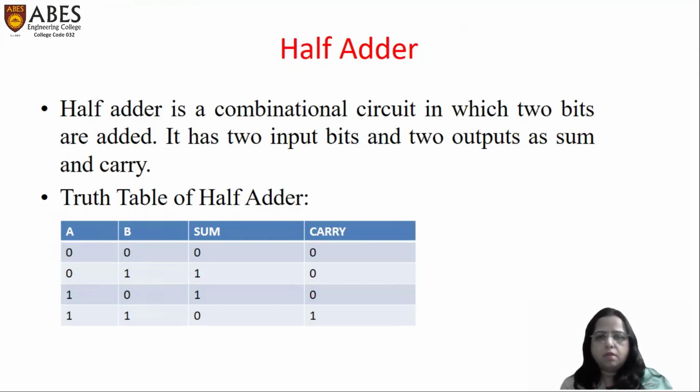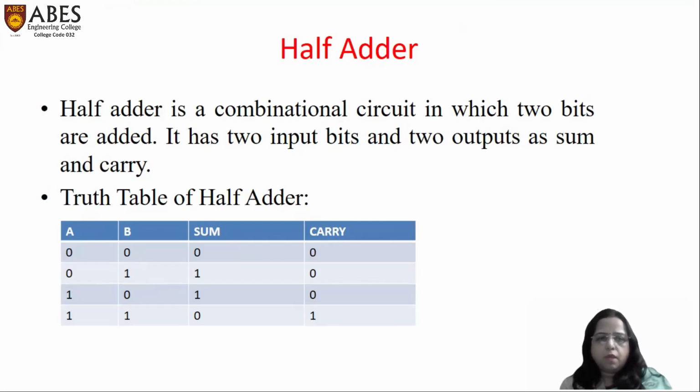A half adder is a combinational circuit in which two bits are added. It has two input bits and two outputs, sum and carry. We would be starting with the truth table of the half adder, in which we have two input variables A and B and two outputs, sum and carry. With two input variables, we would be having four possible combinations of inputs, that is 2 to the power n, where n is the number of inputs. Here we have two inputs, so 2 to the power 2, that is four possible cases.